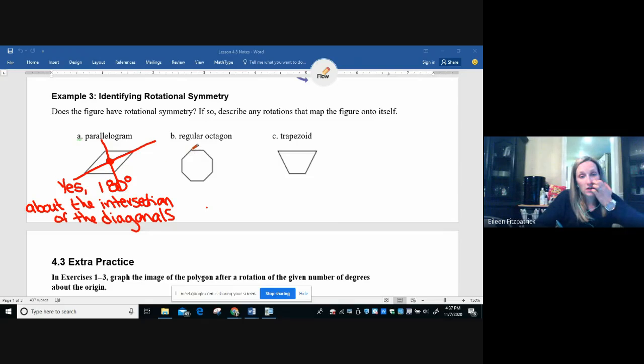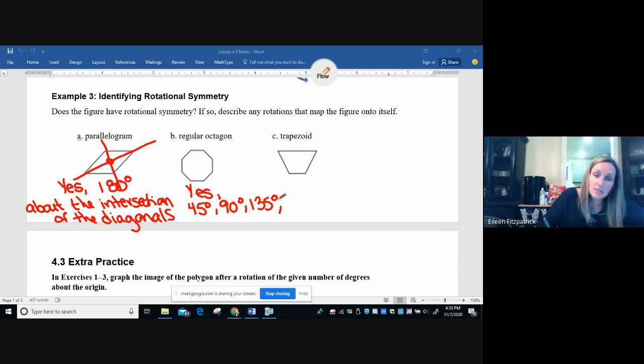What about the next figure? How many times can I turn it and it'll look exactly the same? How many degrees do I have to turn it to make it look exactly the same? So the answer here is yes, it has rotational symmetry, and it has rotational symmetry at 45 degrees, 90 degrees, 135 degrees, and 180 degrees. Because remember, your rotational symmetry is set to be 180 or less.